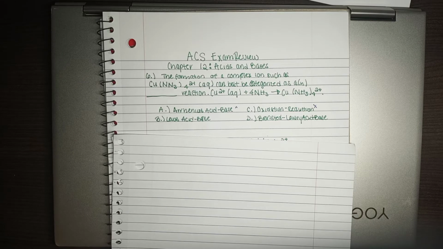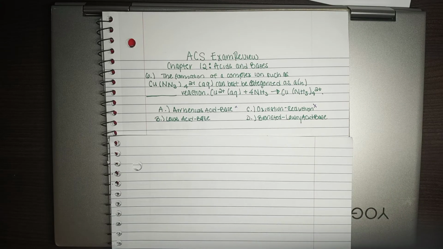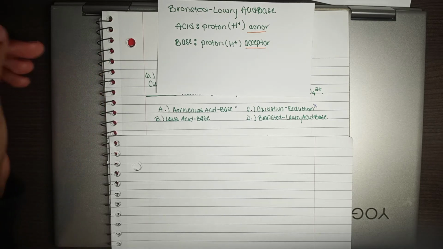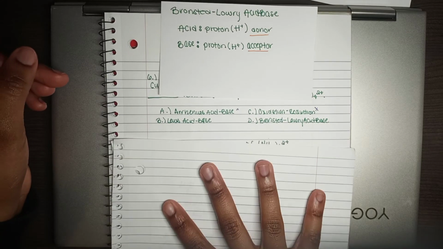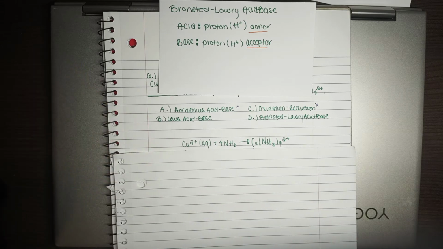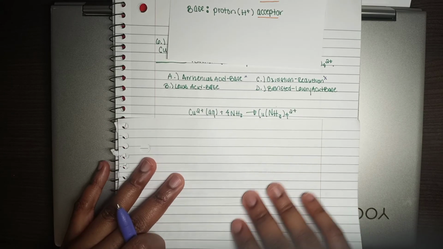Okay, next one to look at is Bronsted-Lowry acid and base. Okay, so Bronsted-Lowry says an acid is a proton, which is hydrogen positive, donor, and our base is a proton acceptor. So for me, I like to determine the flow of protons, electrons, and everything by writing it out like this.